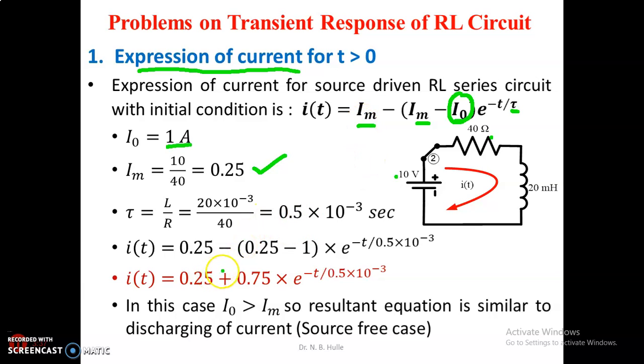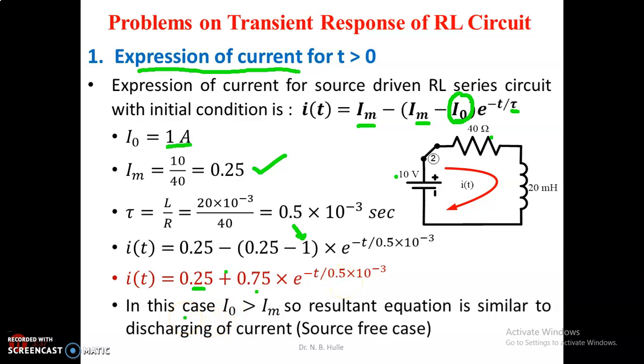Im is 0.25, minus (0.25, which is Im again, minus I naught, which is 1 ampere) into e raised to power of minus t by tau, and the value of tau is 0.5 into 10 raised to minus 3. We will simplify this expression. Here I naught is greater, so the subtraction gives a negative value. Minus into minus will be plus. So it is 0.25 plus 0.75 into e raised to power of minus t by tau, where tau is 0.5 into 10 raised to power of minus 3.